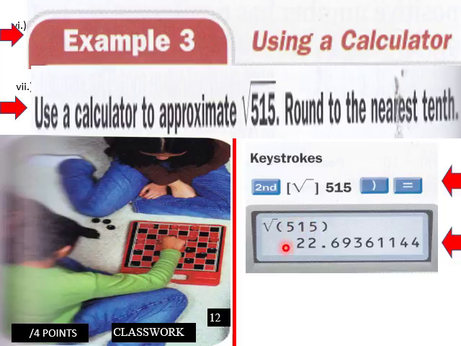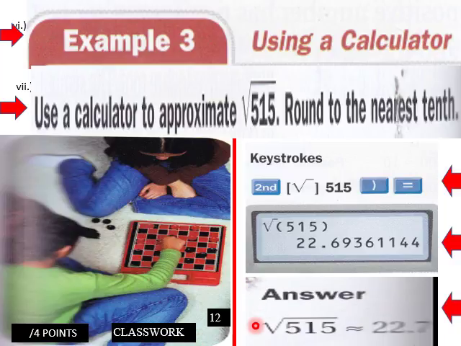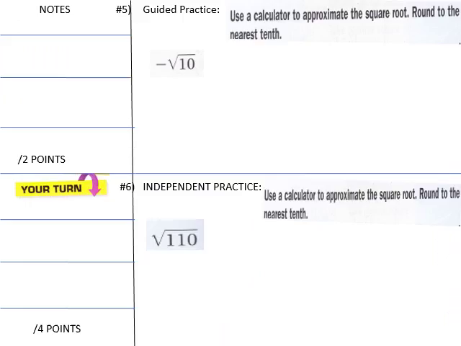Here's the screenshot of a calculator. We get 22.69361144. Answer is approximately 22.7. We round up here to 22.7.